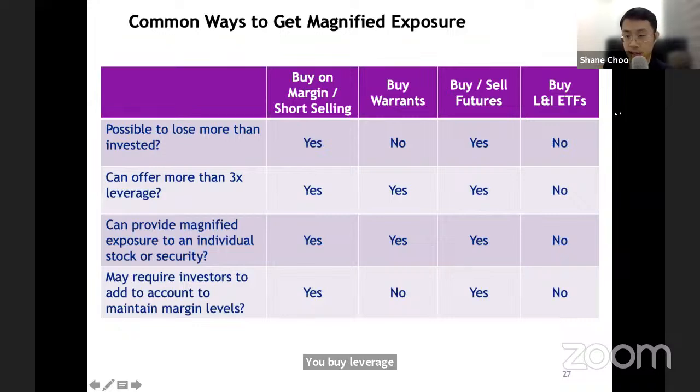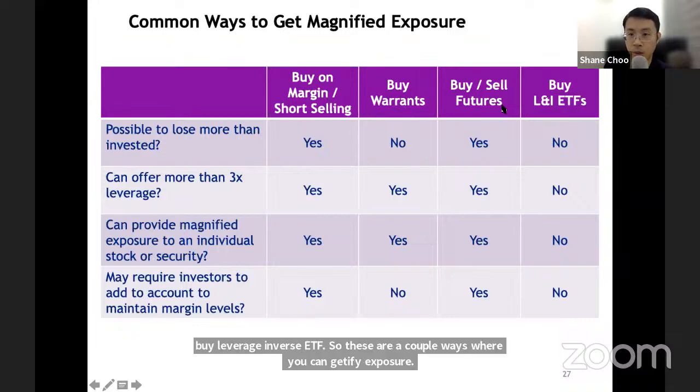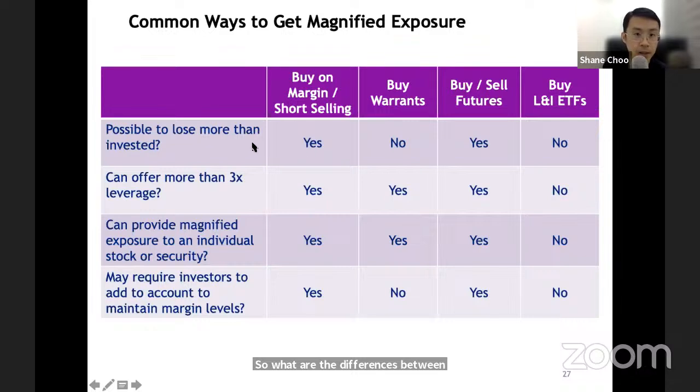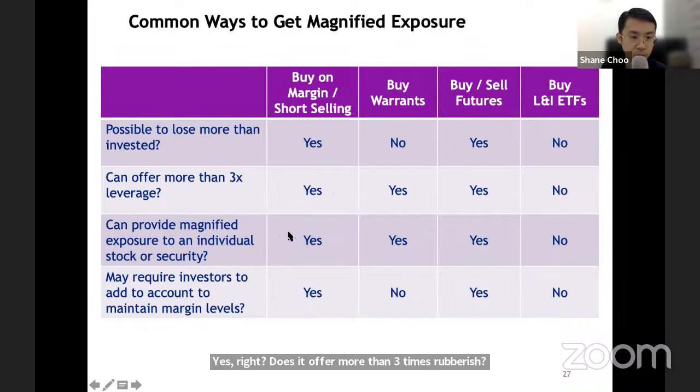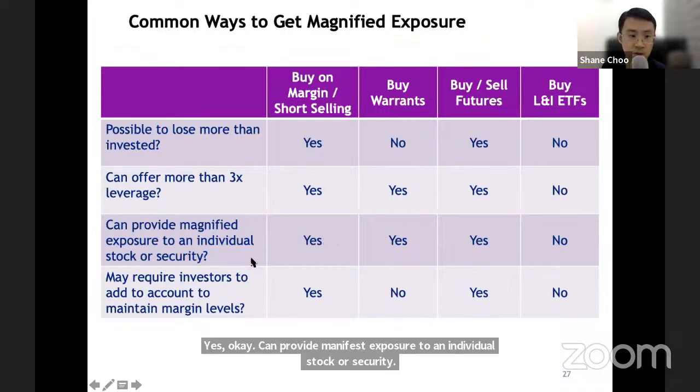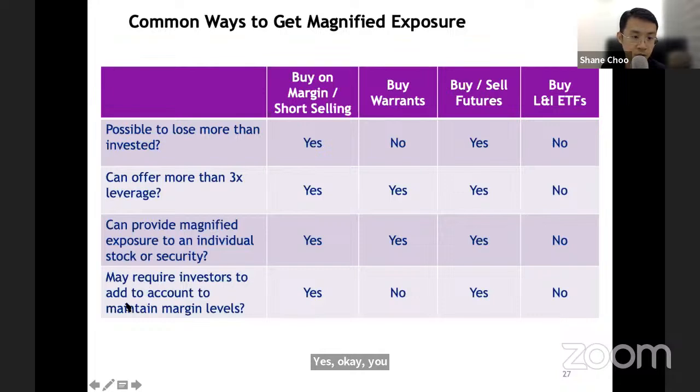So what are the differences between choosing one over the other? If you buy on margin, is it possible to lose more than invested? Yes. Does it offer more than 3 times leverage? Yes. Can it provide magnified exposure to an individual stock or security? Yes, you can get margin trading to trade one stock. May it require the investor to add to the account to maintain margin levels? Yes. So these are all yes.